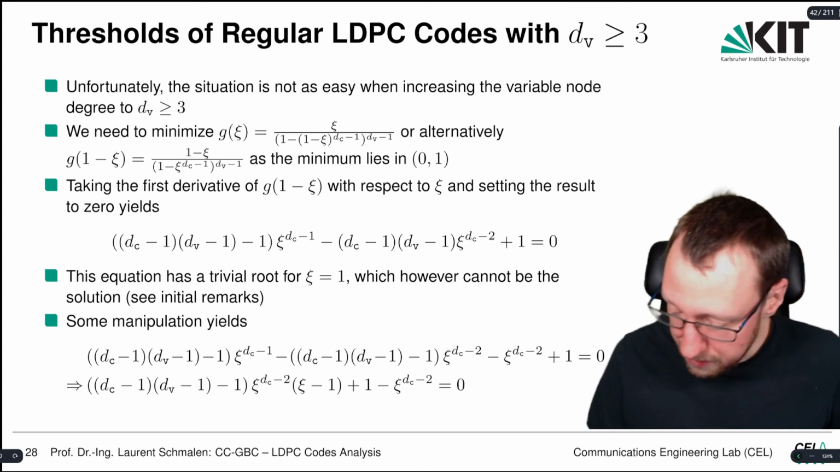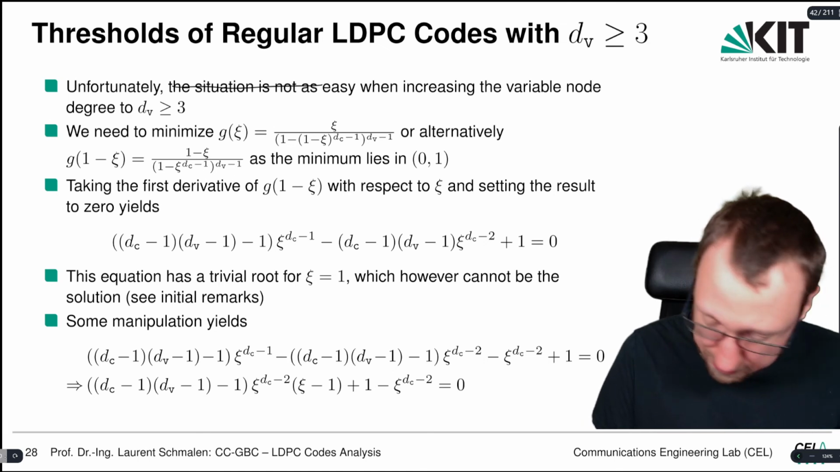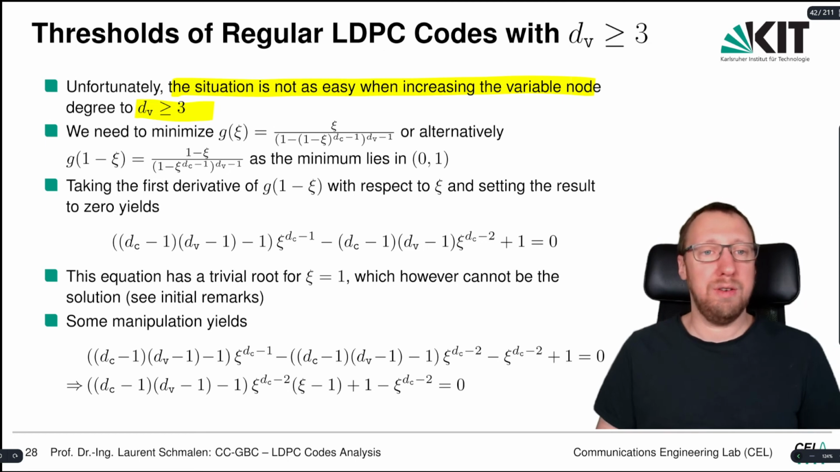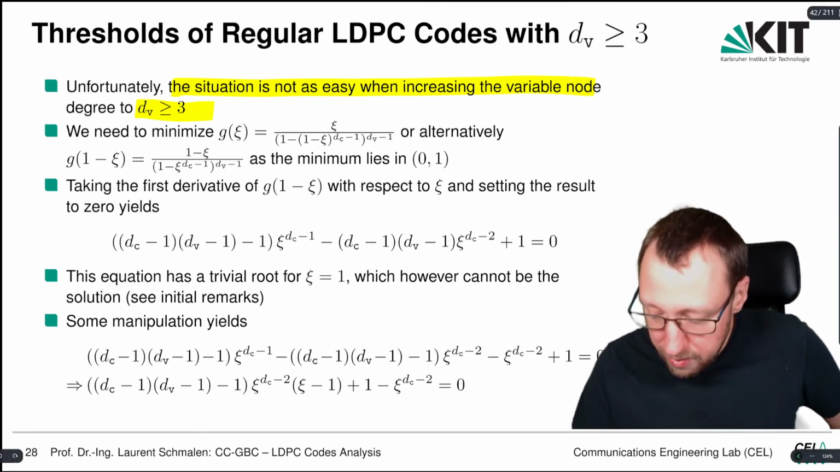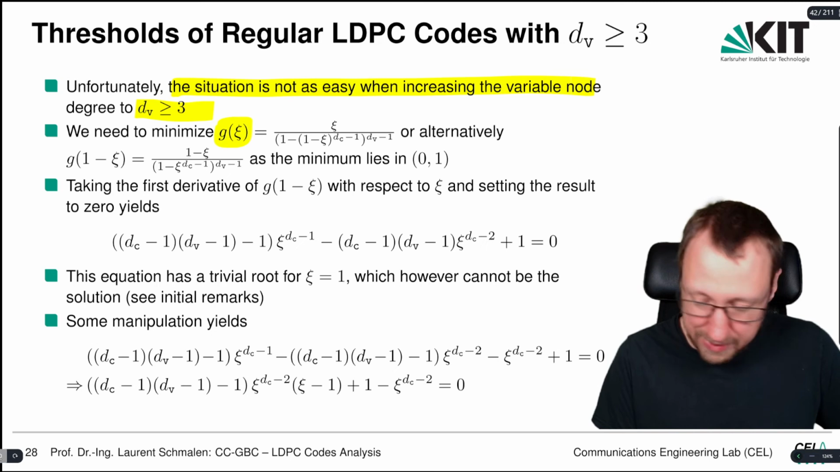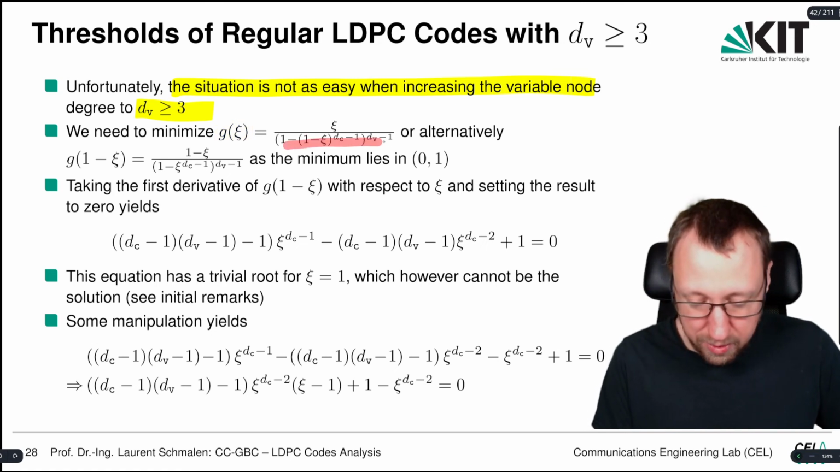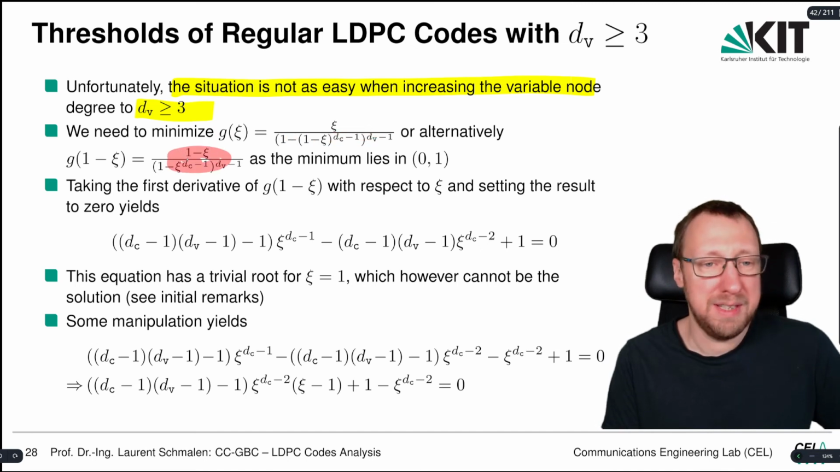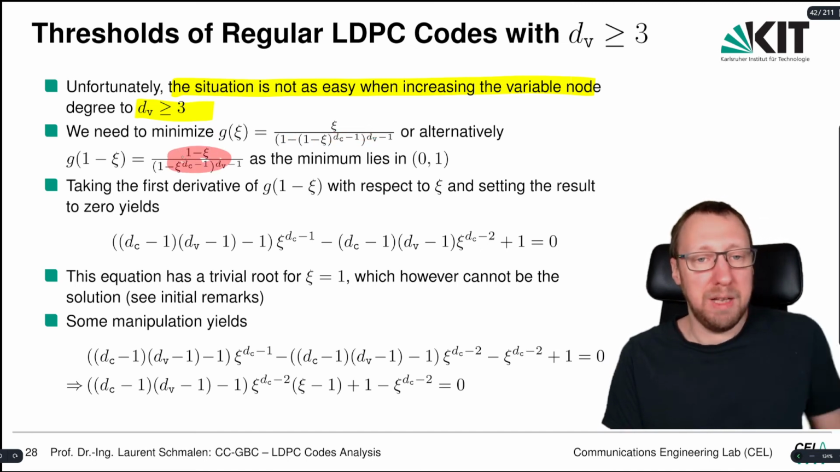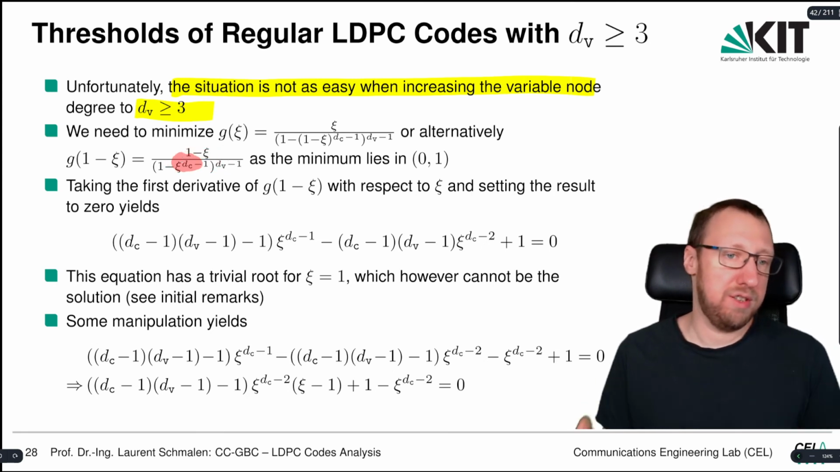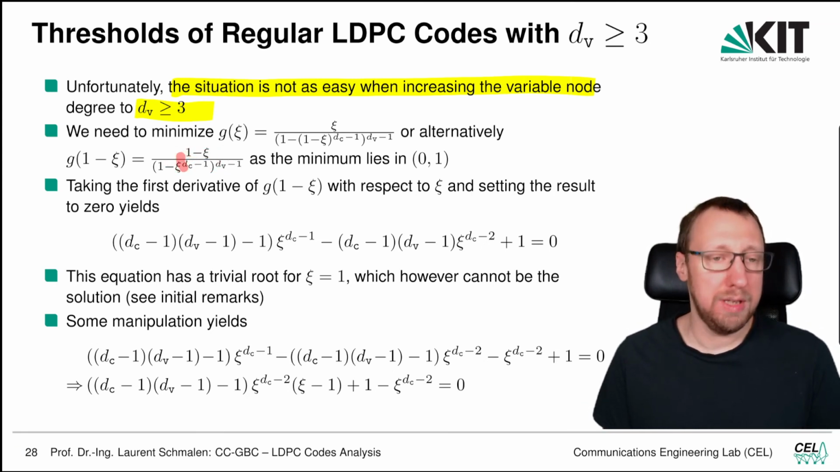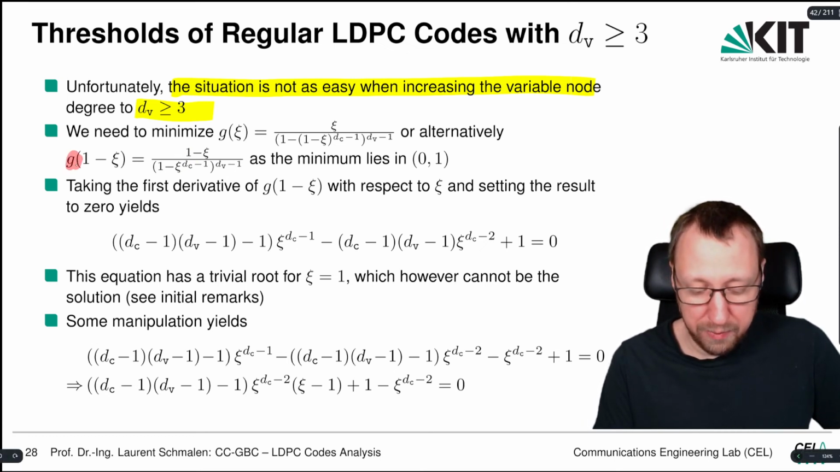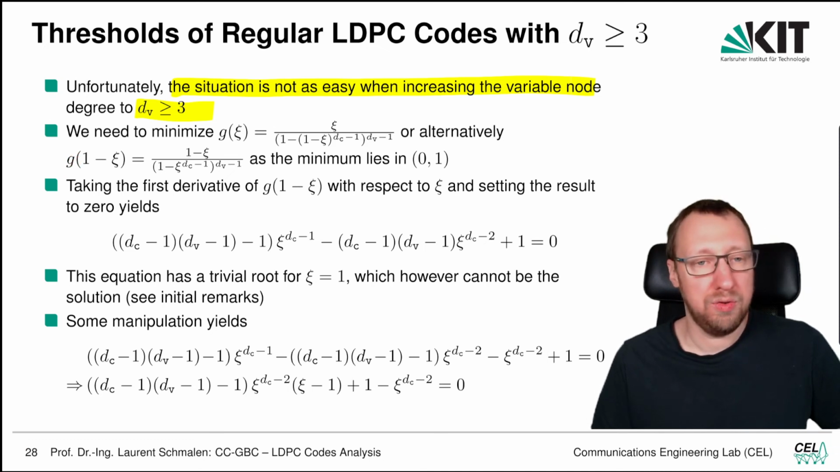So the situation is not easy when dv is larger or equal to 3, because then we need to minimize this g of xc, which is looking rather unpleasant. G of 1 minus xc is looking similarly unpleasant. But what we can do is try to minimize it. How do we do this? Take the first derivative of g of xc and set the result to 0.